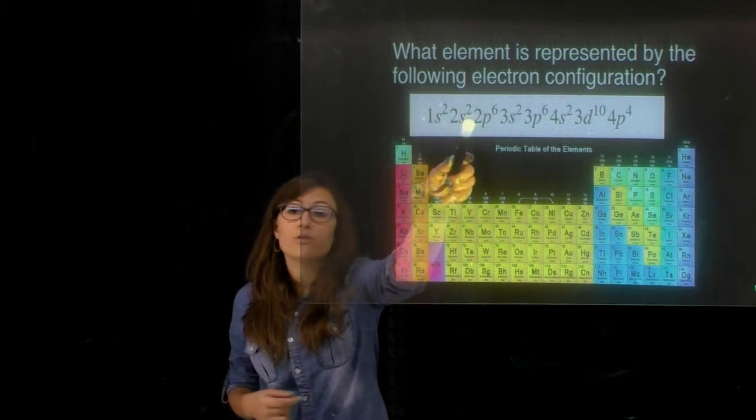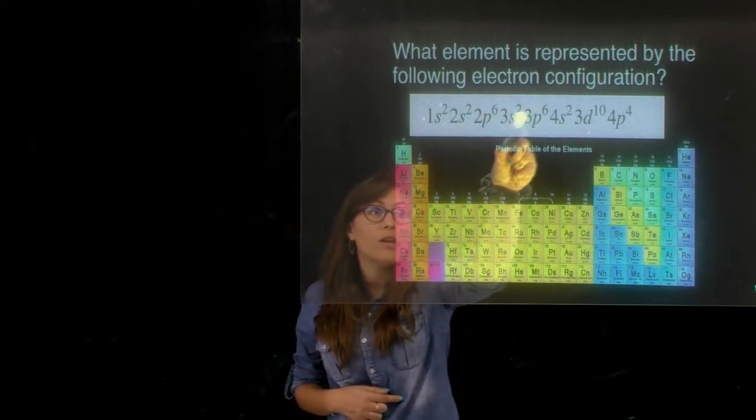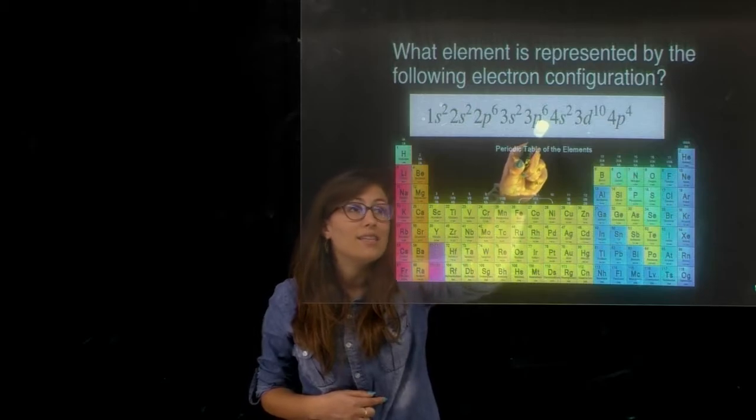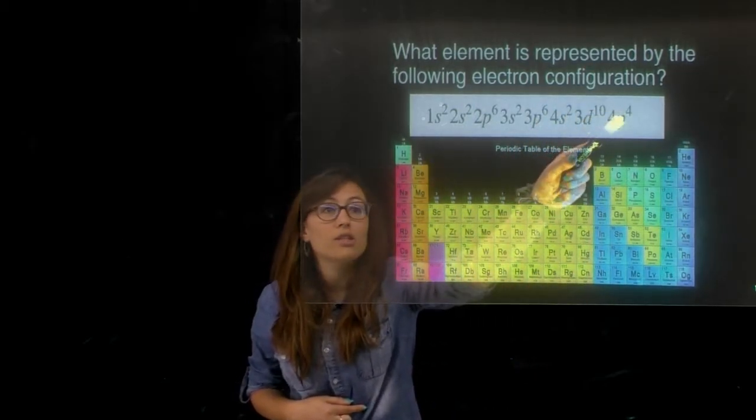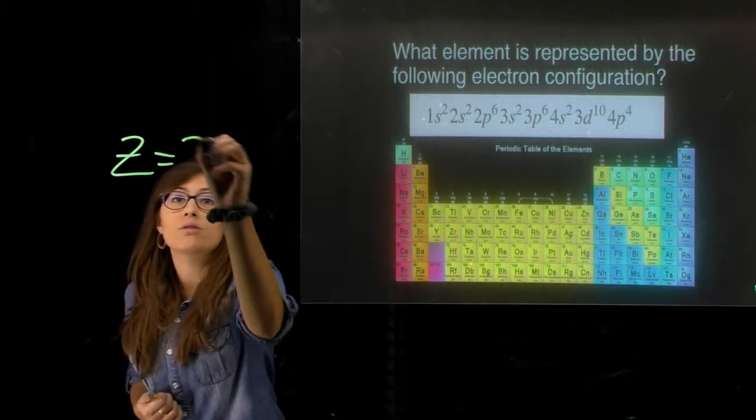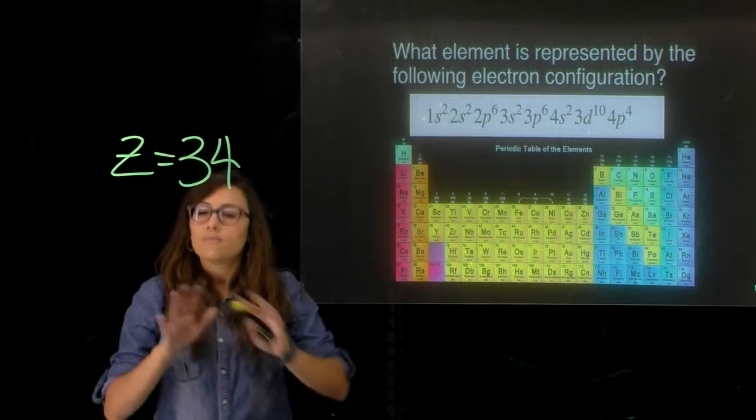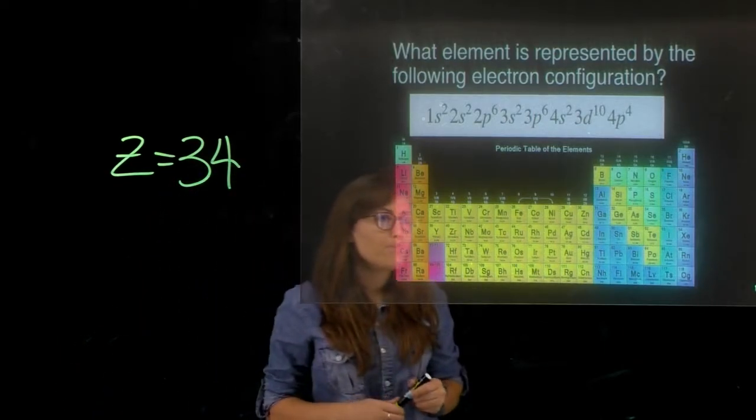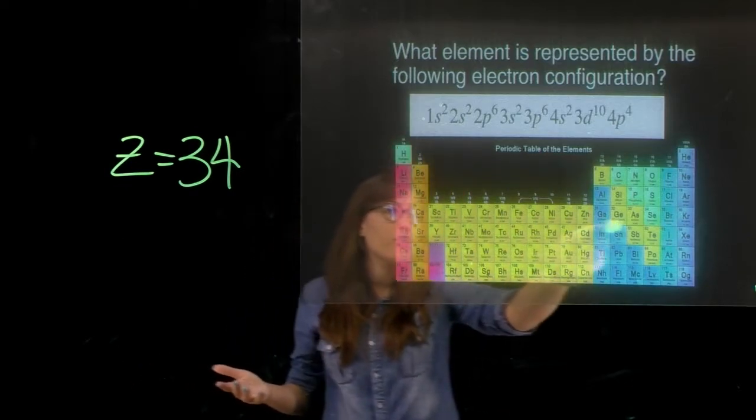So we have 2 plus 2 is 4, 4 plus 6 is 10, 10 plus 2 is 12, plus 6 is 18, plus 2 is 20, plus 10 is 30, plus 4 is 34. So I have Z equal to 34. This is the number of protons and electrons when I'm dealing with a neutral atom. So I look at my periodic table and I start to look for 34.